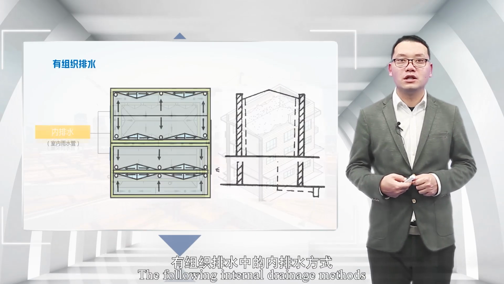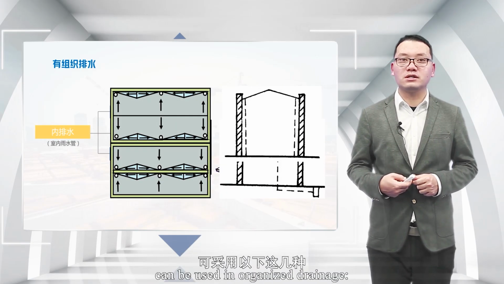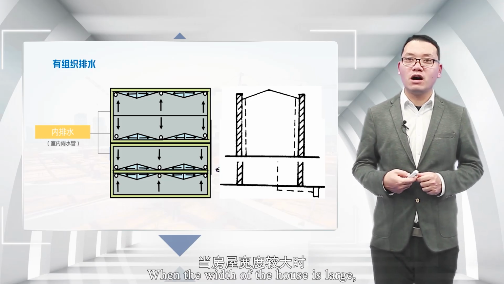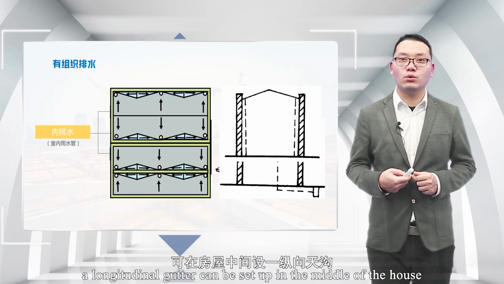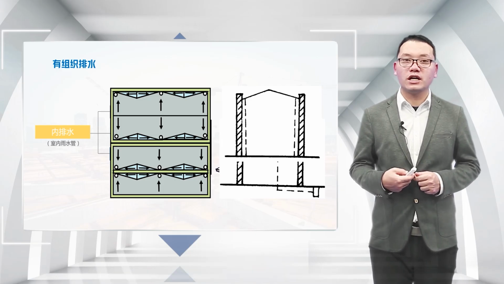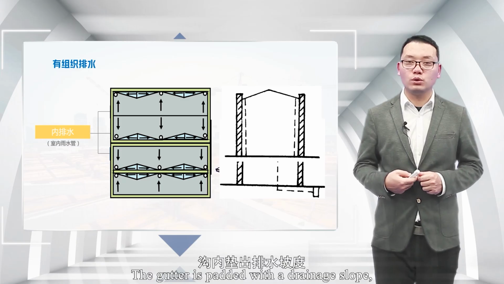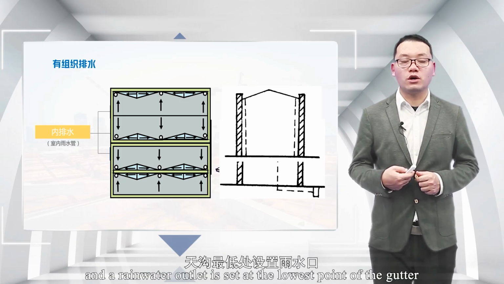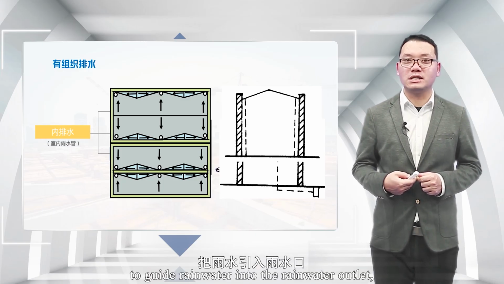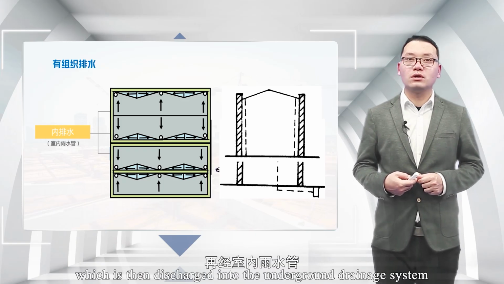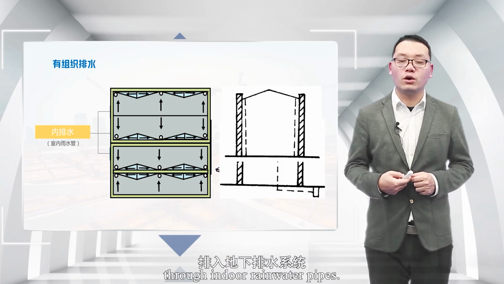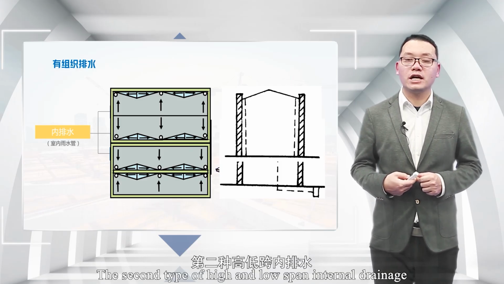The following internal drainage methods can be used in organized drainage. The first type is drainage in the middle gutter. When the width of the house is large, a longitudinal gutter can be set up in the middle of the house to form internal drainage, which guides rainwater into the gutter. The gutter is made with a drainage slope, and the rainwater outlet is set at the lowest point of the gutter to guide rainwater into the rainwater outlet, which is then discharged into the underground drainage system through indoor rainwater pipes. The second type is high and low span internal drainage.